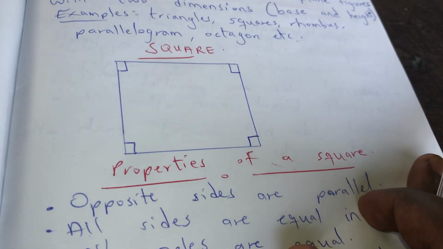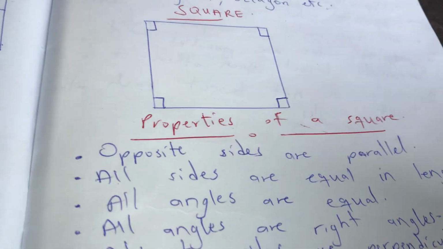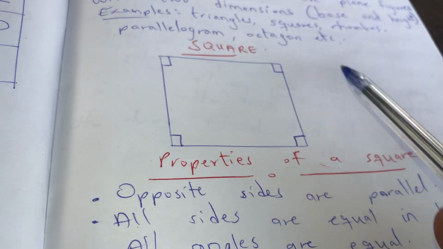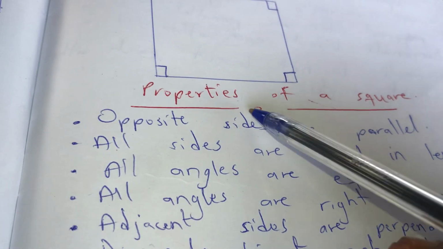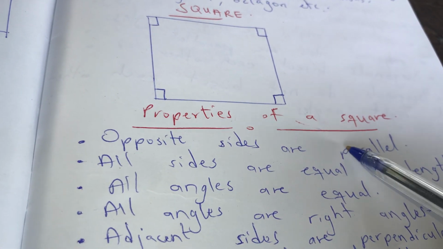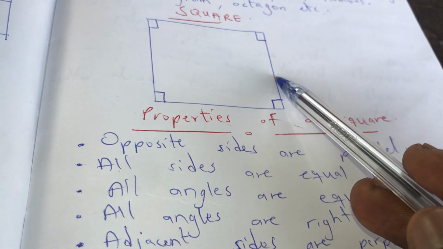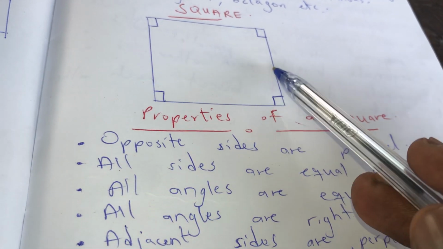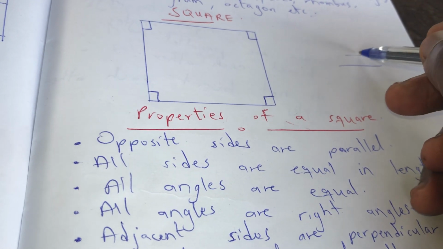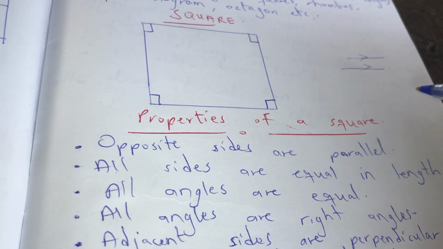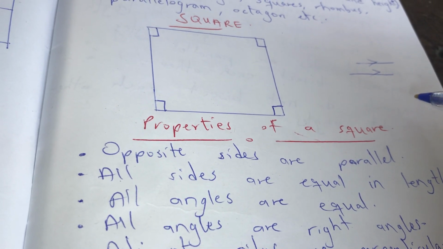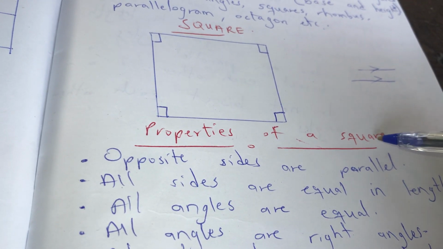Let's explore some of these two-dimensional shapes. Now, one is the square. We all know what a square is, but what are some of the properties of the square? Opposite sides are parallel. That's the first one. This side and this side, they are opposite. If they are parallel, it means they are moving in the same direction. They will never meet, so they are parallel.